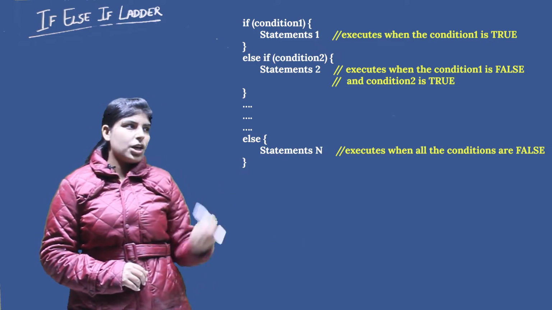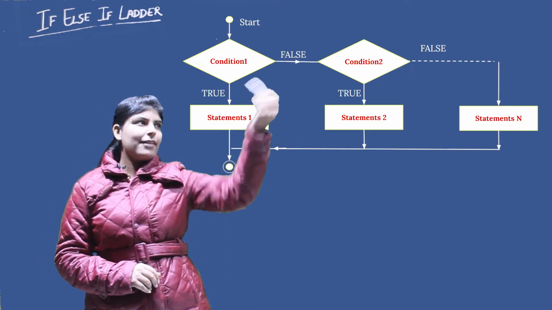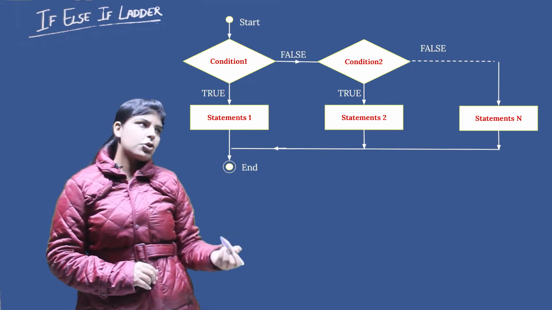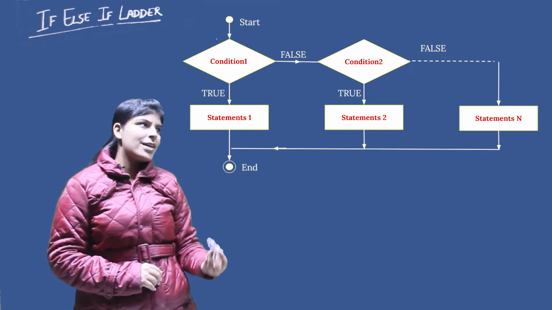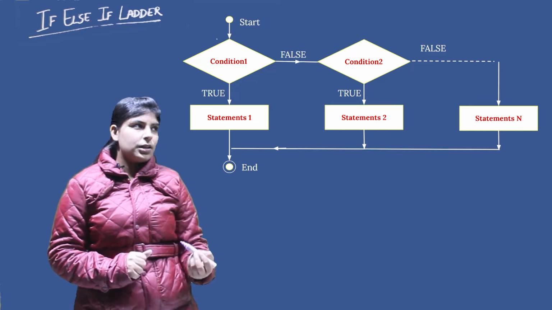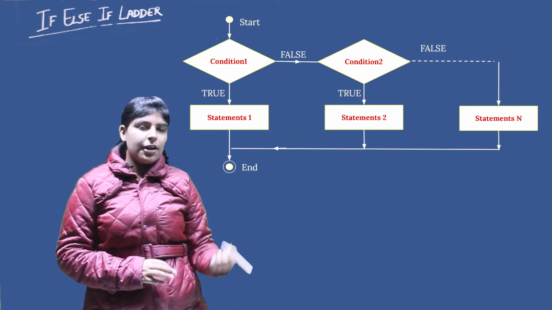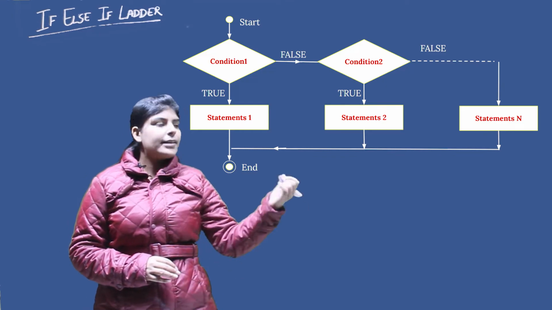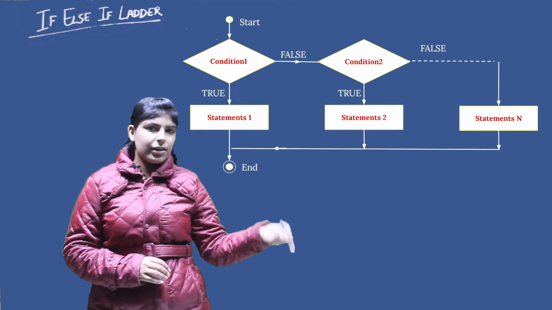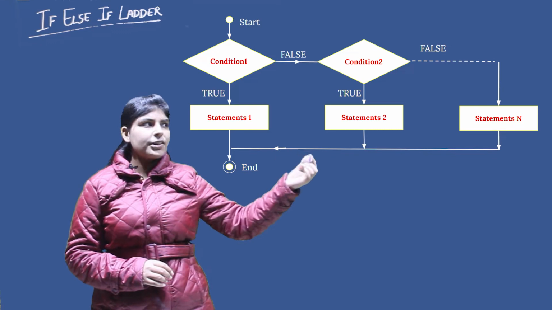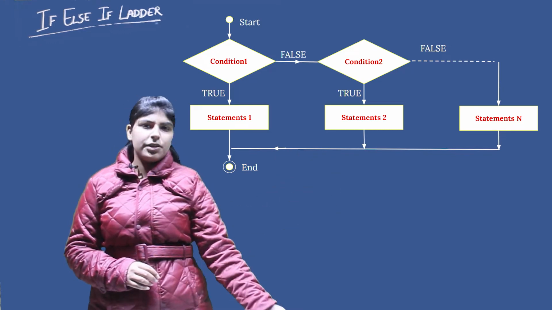So let's see the flow chart. Here also you can see first I evaluate the first condition. If it is true, I come inside the if block, otherwise I keep on checking the next condition. I'll keep on checking the conditions until I find the first true condition. Whenever a condition is true, that particular block is executed, and after executing that block, no further condition is checked and I come out of the if else if ladder.